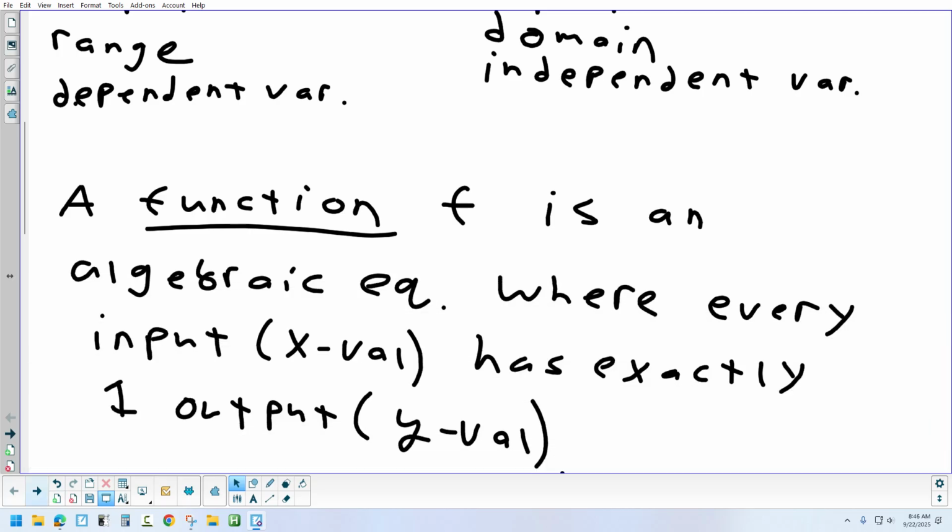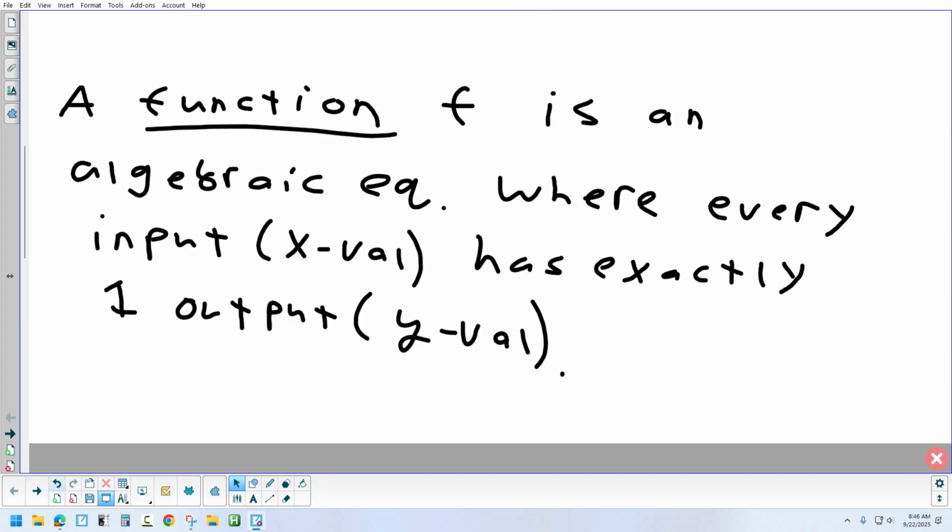But basically, what makes something a function, if you don't want to think about it using what's called the vertical line test, is that when you plug in a number to a formula, you get exactly one answer. That's what makes something a function. You plug in one number, you get back one number. Right? So what's an example of a function?